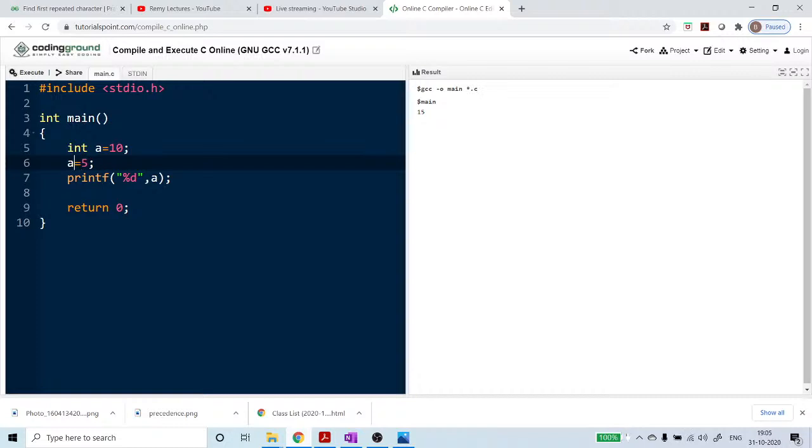Now I'm going to change the value. See the program, a minus equal to 5.